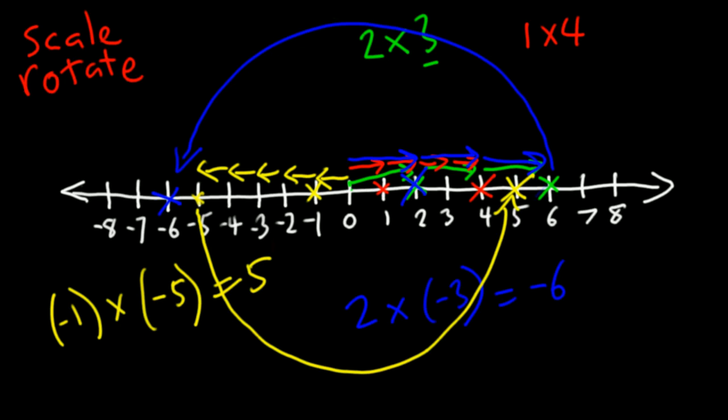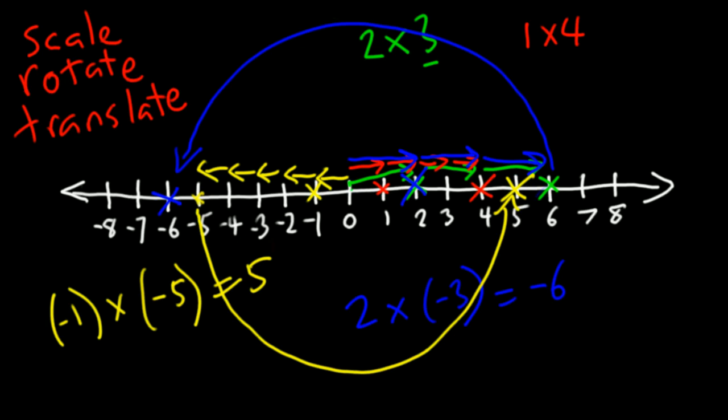And of course, addition allows us to translate, and subtraction allows us to translate. So just using these very basic arithmetic operations, we can scale, rotate, and translate. And I think that fully describes all of arithmetic.